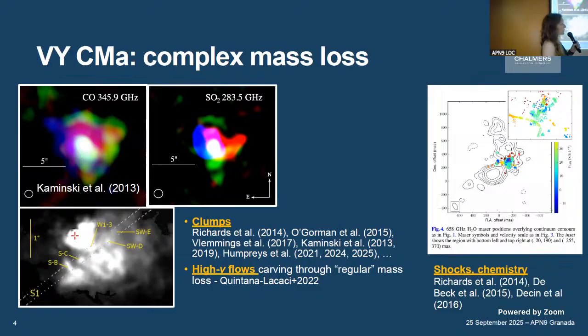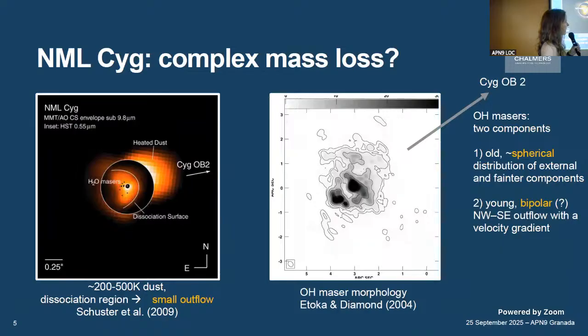But VY Canis Majoris is only one. So just like we have to do for the AGB stars, we want to expand our sample a bit. Statistics are against us. There aren't quite as many red supergiants. But I started focusing on one of those, NML Cyg. So it's also a very infrared bright source.